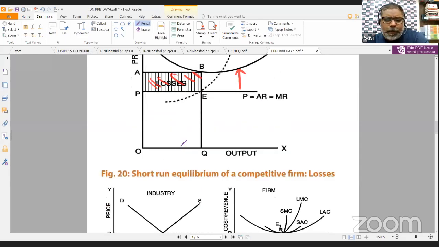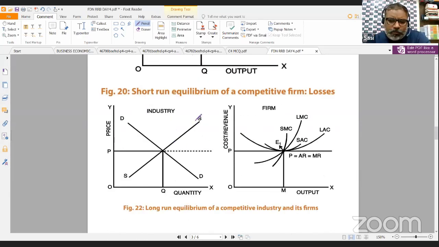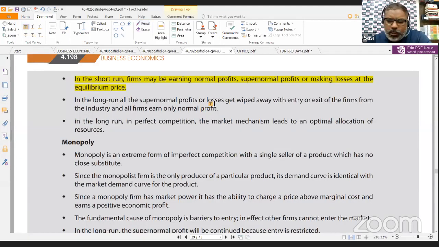Any of them can happen for a competitive firm. This is about the competitive firm, or perfectly competitive market. If you understand one type of market, the remaining things will also be more or less the same. Once again, the concept will be the same. Only the shape of the curves will differ.